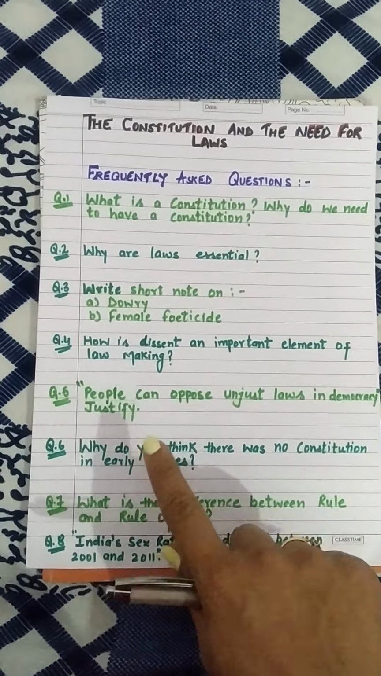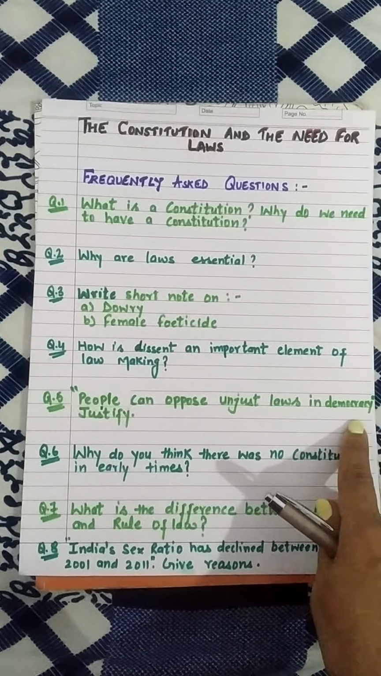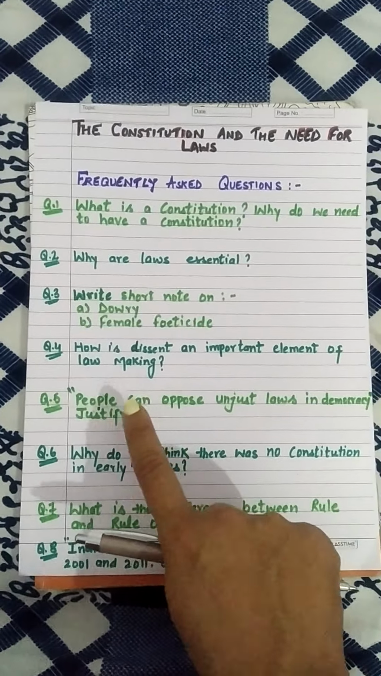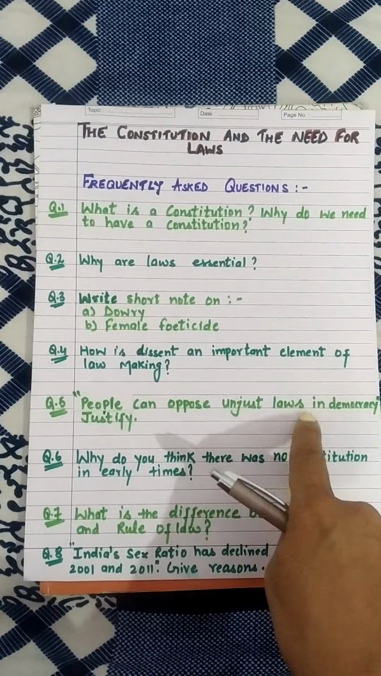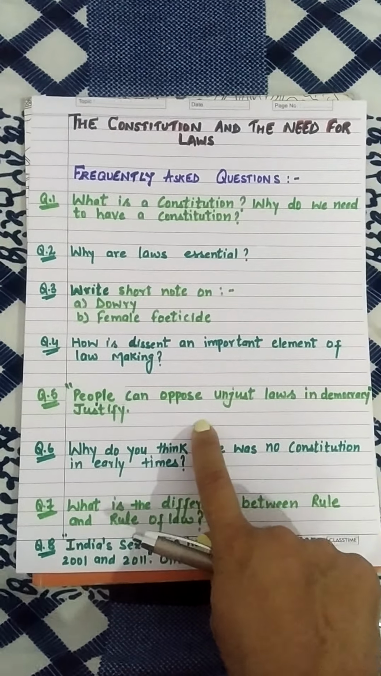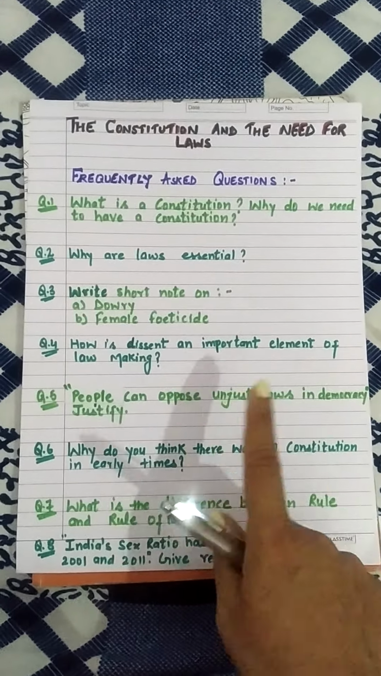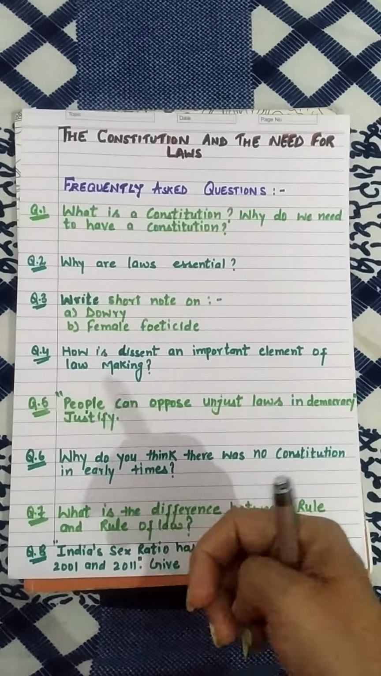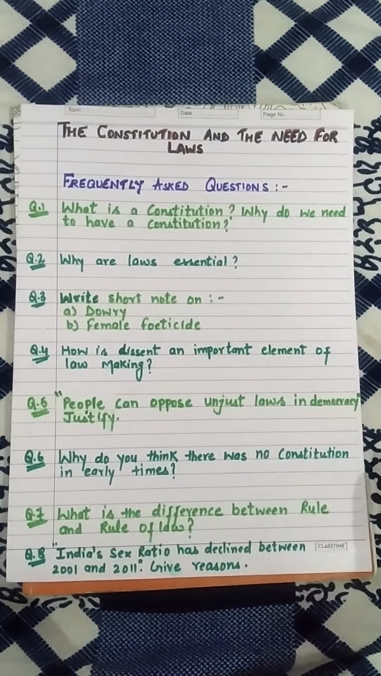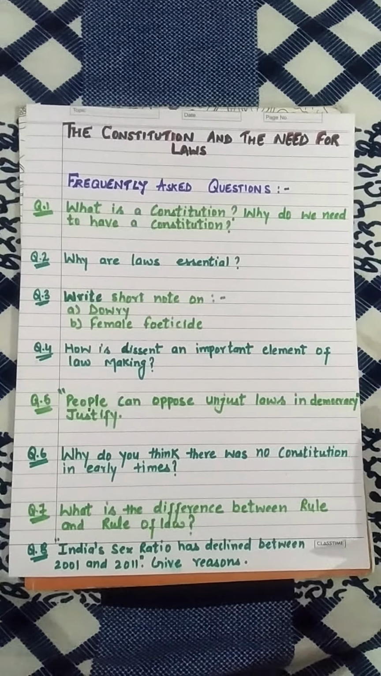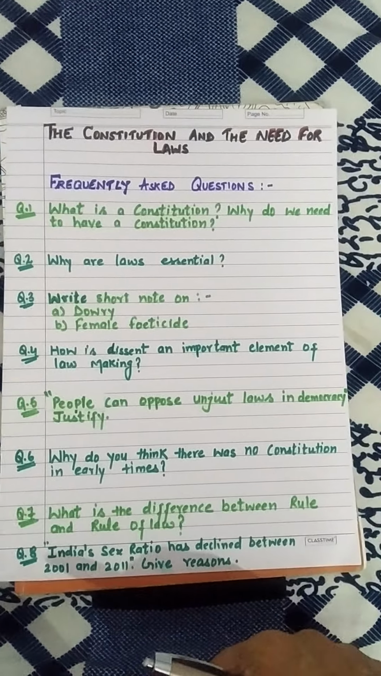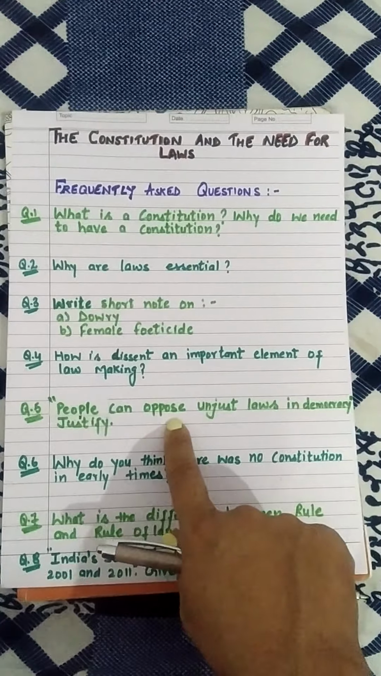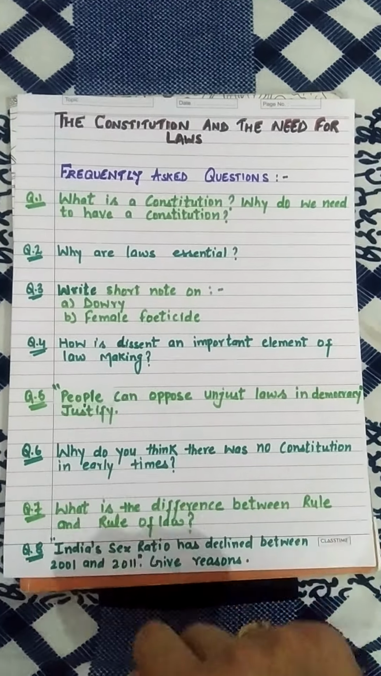Next is, people can oppose unjust laws in a democracy. Justify. So you have to write the justification statement first. People can oppose unjust laws in a democracy. Yes, people can oppose. After that you will write how people can oppose. People can criticize it, they can hold meetings, they can hold demonstrations, they can write about it, and they can show their unwillingness about the law. After that you can write here one example also.